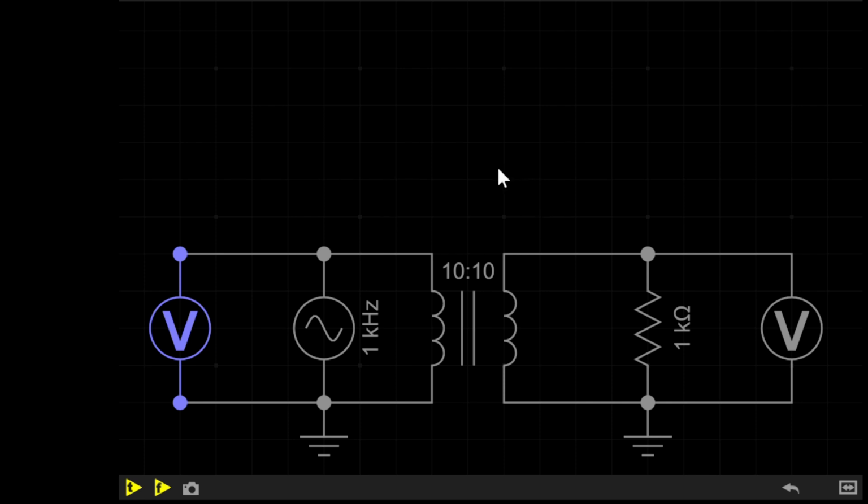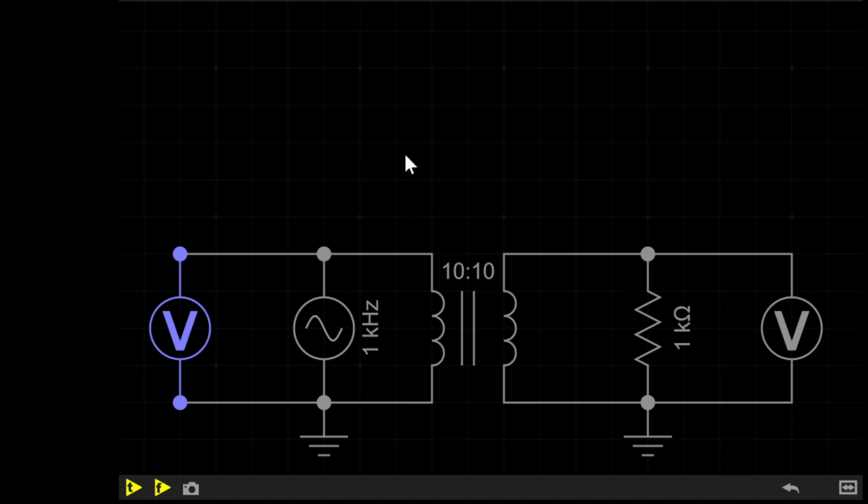This circuit here shows a transformer in the centre with a resistor on the secondary and a voltmeter on each side, as well as a 1 volt peak AC power source on the primary. Transformers work by using two sets of coils, the primary and the secondary, with a fixed core in the middle. This transformer has 10 turns on the primary and 10 turns on the secondary. Because it has the same number of turns on the primary and the secondary, the turns ratio is 1. That basically means the transformer will not increase or decrease voltage.